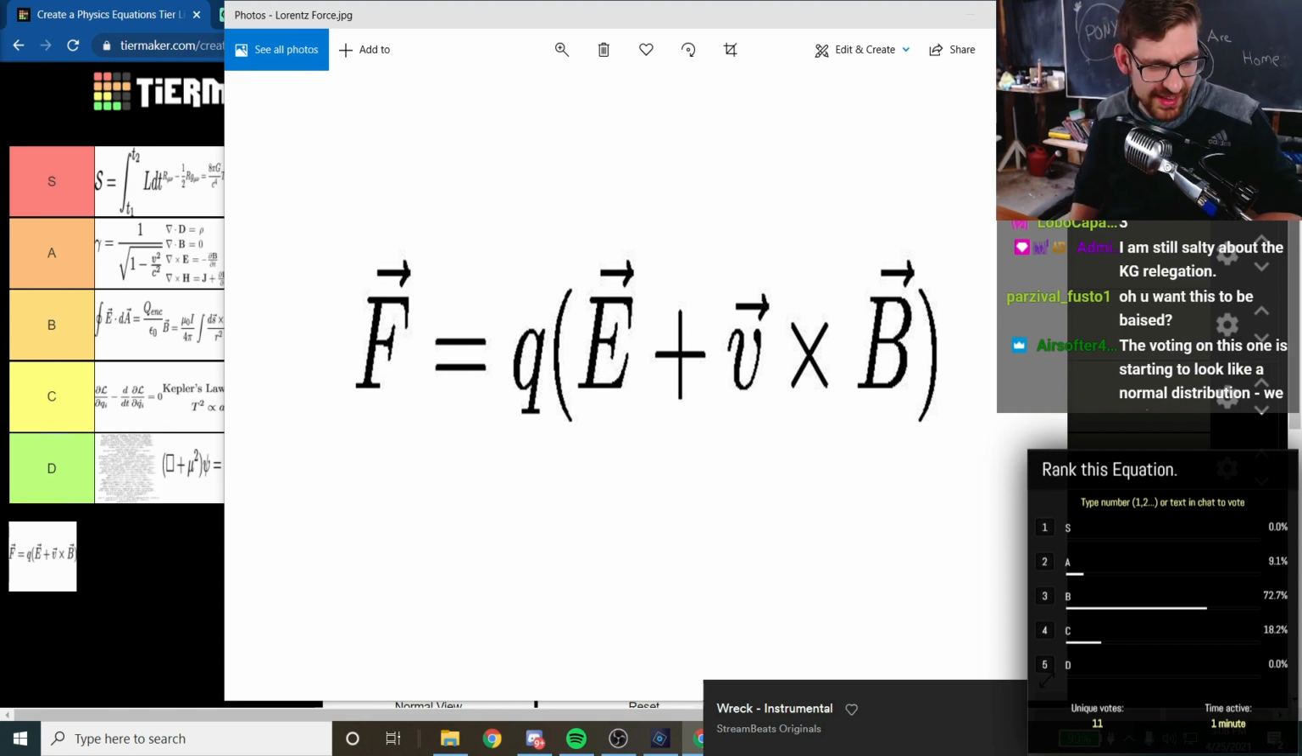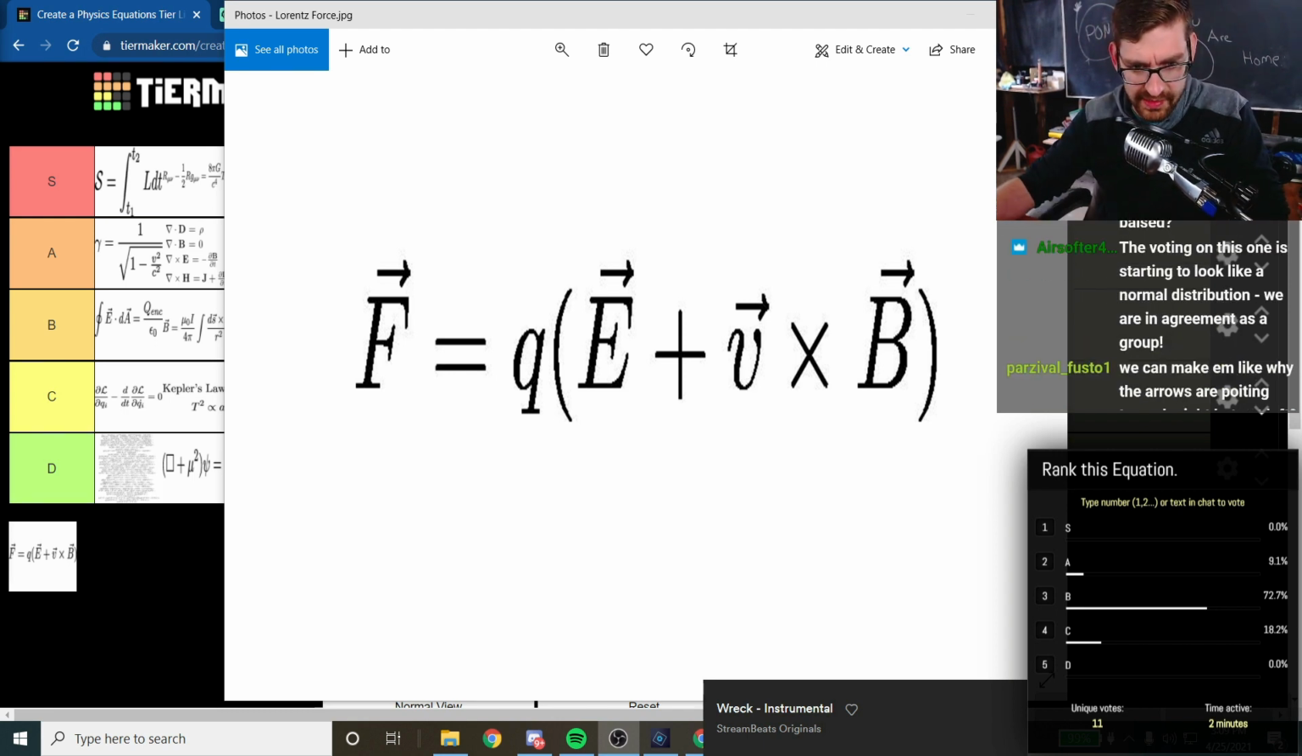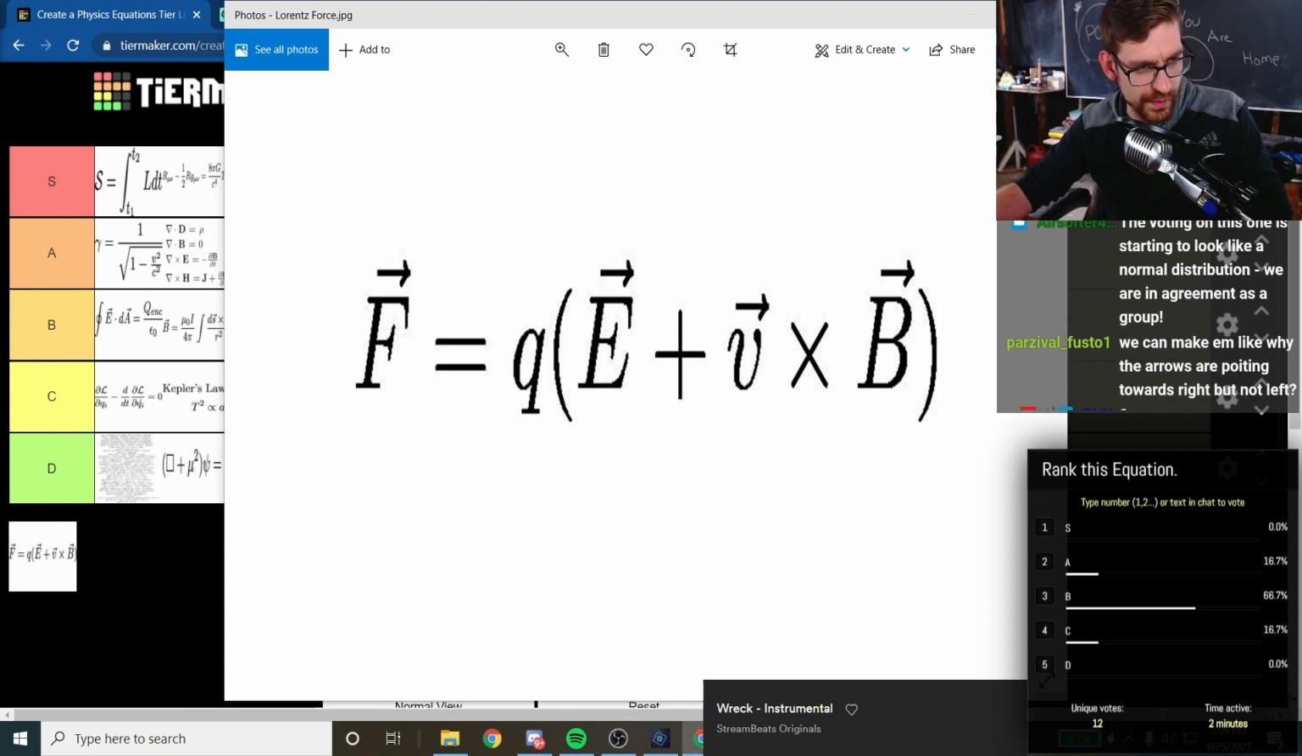I know, right? We need one person to vote for A, and then one person to vote for S and one to vote for D, and it will look really good, I think. I'll start off the festivities. I'll vote for A. There we go. Now, if someone wants to vote for S and one vote for D, we'll get a nice distribution to end on. And it will look good.